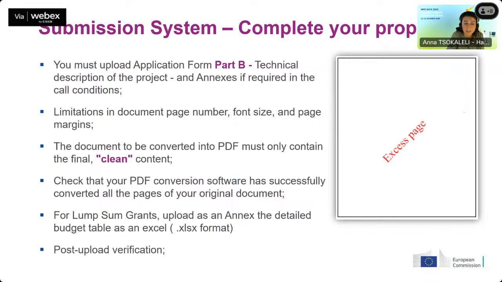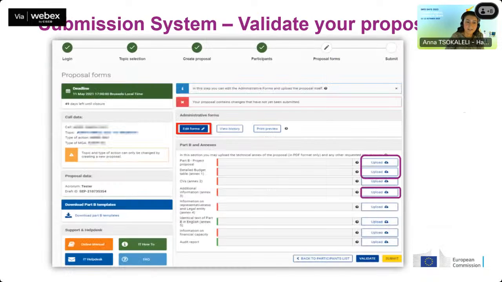And last but not least, for lump sum grants, you need to upload the annex, the detailed budget table, as an Excel. The format that this table currently has is different from Excel, but when you finalize all of your changes, save it as an Excel document and then upload it as such, and keep the original version just in case. Next slide.